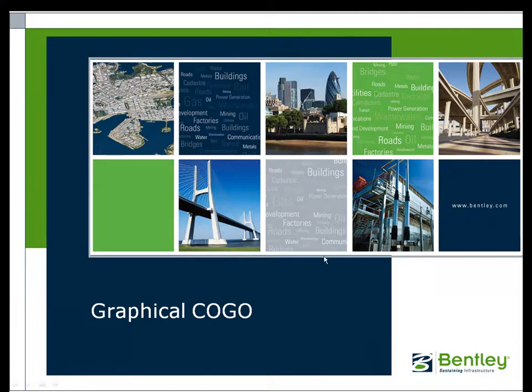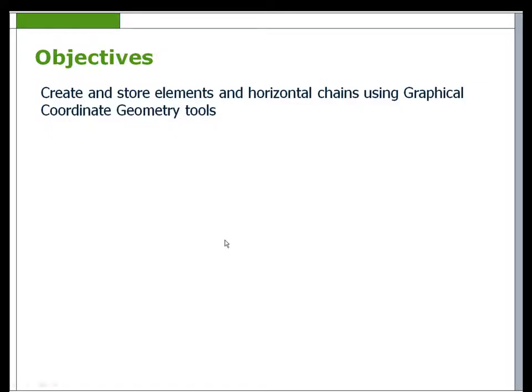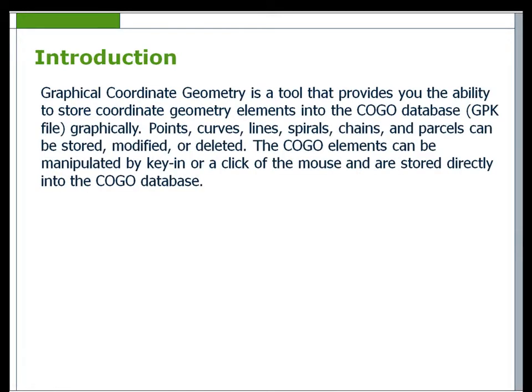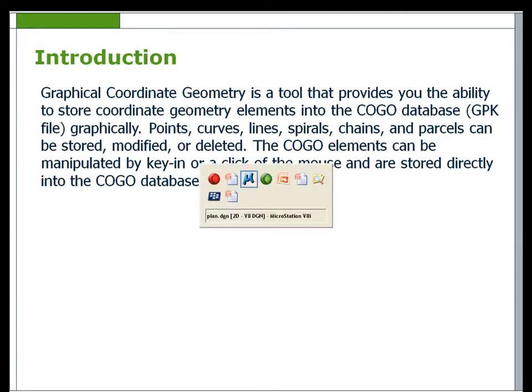This session will cover GraphCOGO. The objectives here are to create and store elements and horizontal chains using graphical coordinate geometry tools. GraphCOGO is a tool that provides you with the ability to store coordinate geometry elements into the GPK file: points, curves, lines, spirals, chains. All of this information can be stored using the GraphCOGO tools.